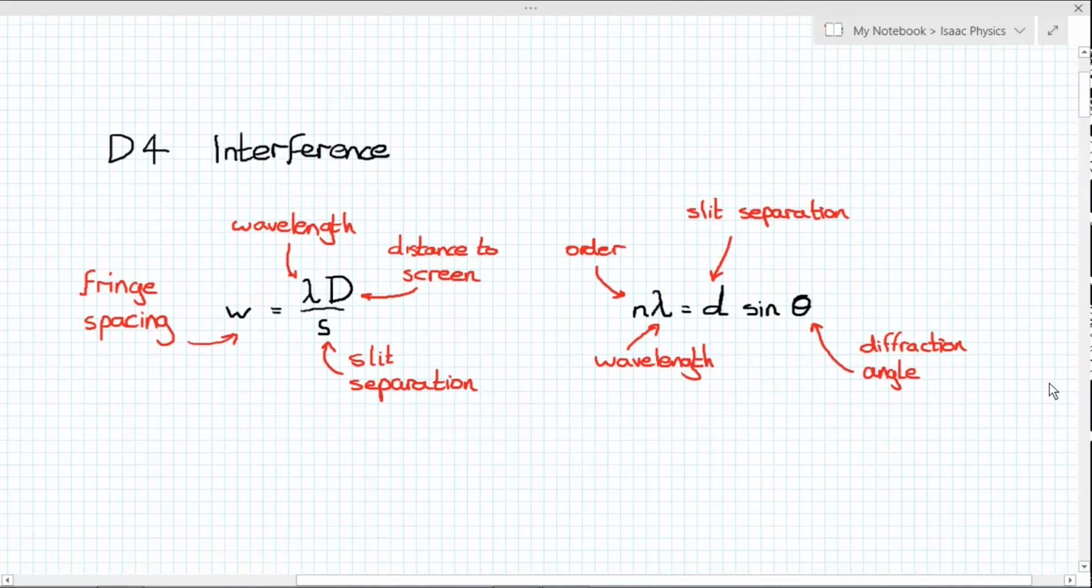Most of these questions can be answered by simply making sure we have the consistency of units, plugging our numbers into these equations and rearranging.